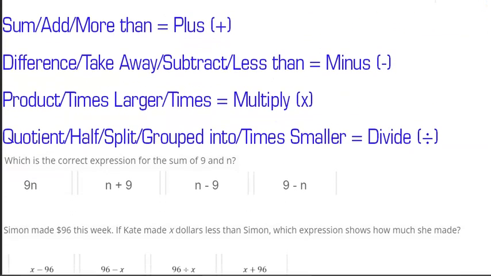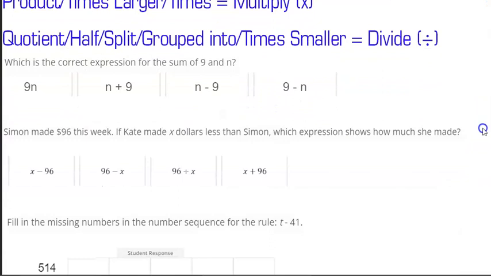So I'm going to go and look at the first example that I've got here. Which is the correct expression for the sum of 9 and n. And so sum just means add. So what we're doing is we're getting 9 and n and adding it together. From here we've got to look for where's 9 plus n or n plus 9. That's this one here. So whenever you see the word sum, just simply means add.